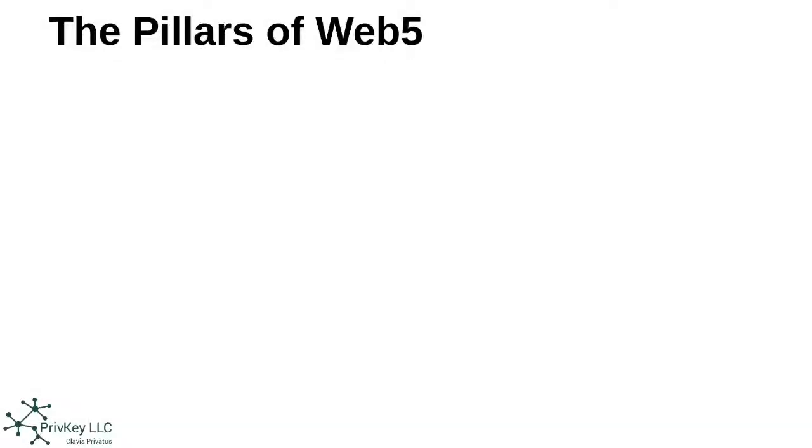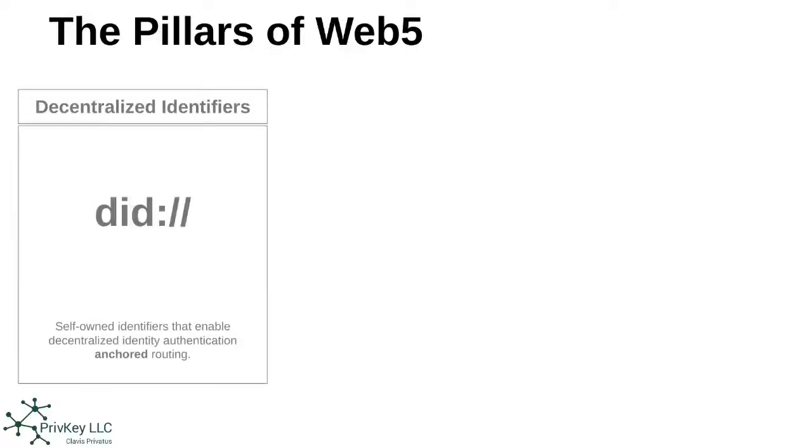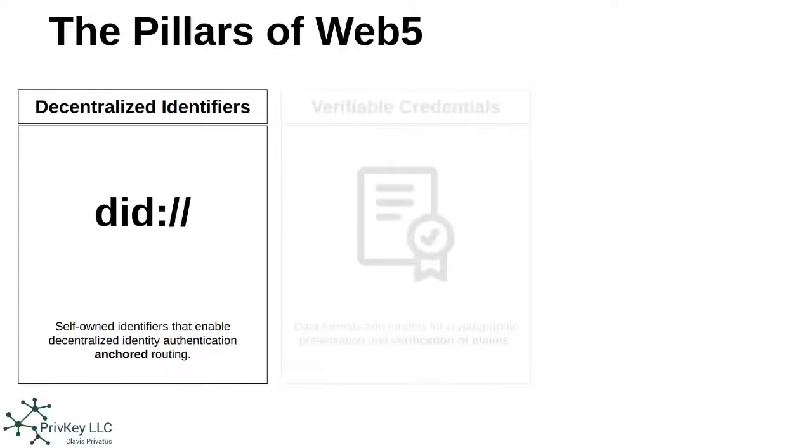Now there are certain pillars of Web 5.0. There are the decentralized identifiers, what I call the DIDs. These are standards that are being developed right now. They're self-owned identifiers that enable decentralized identity authentication and anchored routing. So basically you have some anchoring that says, okay, this is the originator of that identity, and it's being routed through this decentralized network. So that's the first pillar.